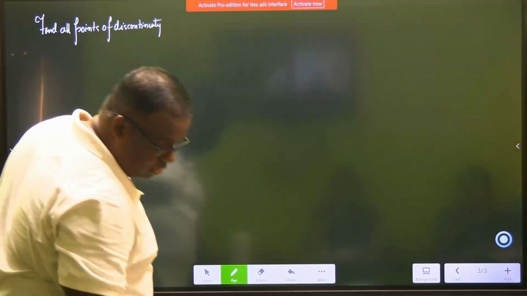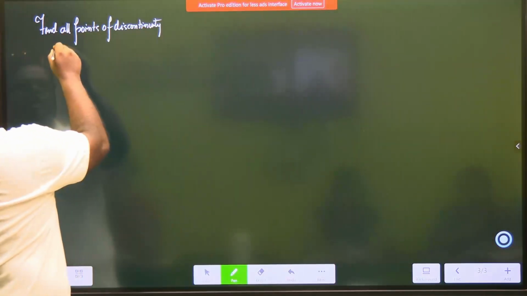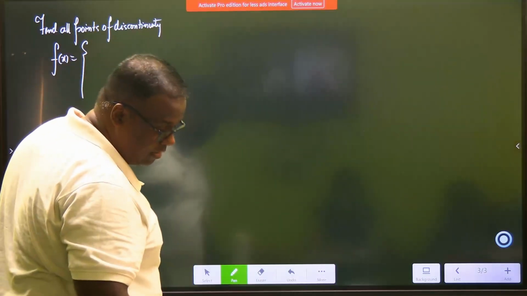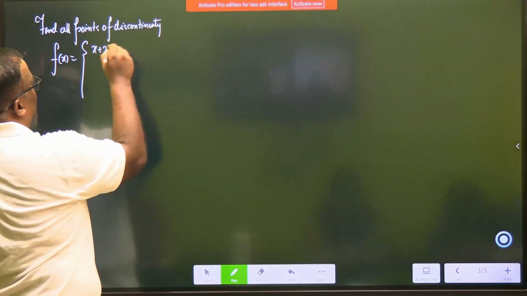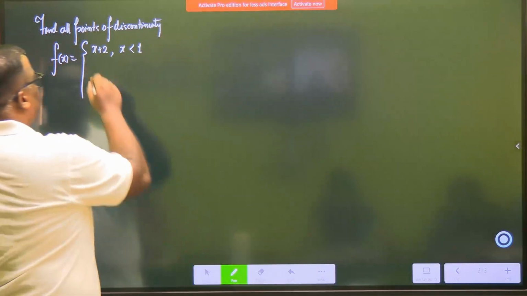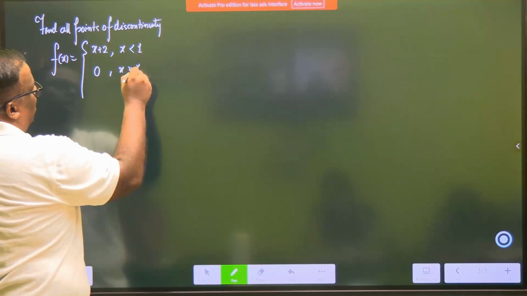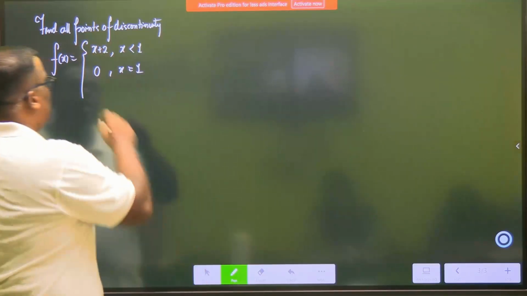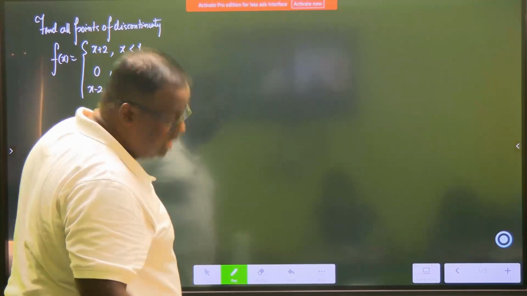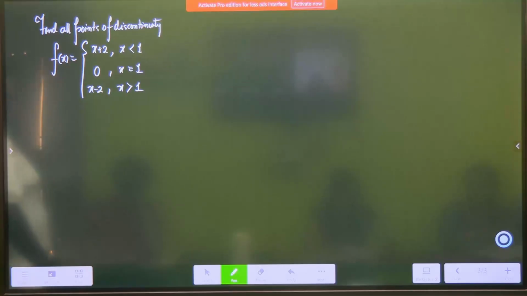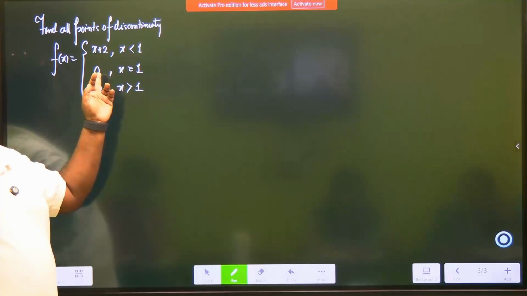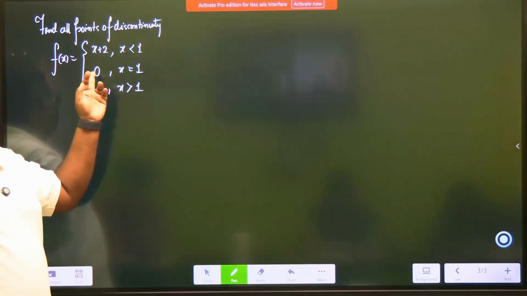Find all points of discontinuity for a function f(x), which is defined as, it's again a piecewise function, and we have x plus 2 for x less than 1, 0 for x equal to 1, and then x minus 2 for x greater than 1. Now we have a three-piece function. This itself is a continuous function. f(x) equal to 0 is a constant function. f(x) equal to 0 means y equal to 0. This is the x-axis, continuous function.